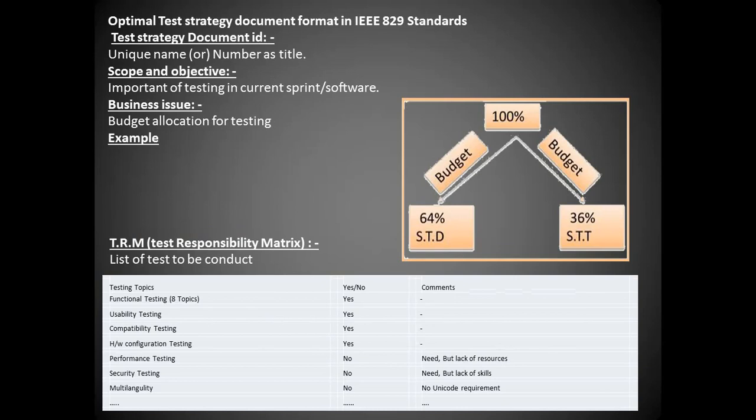In that test strategy document, what we are having means a unique name or number or title itself, and the scope and objective of that one, importance of the testing in the current sprint, business issues, budget allocation for testing. Here is an example for that.